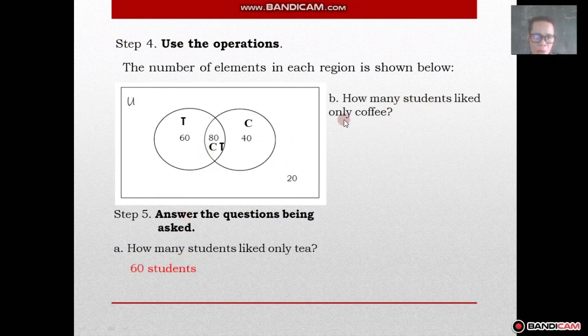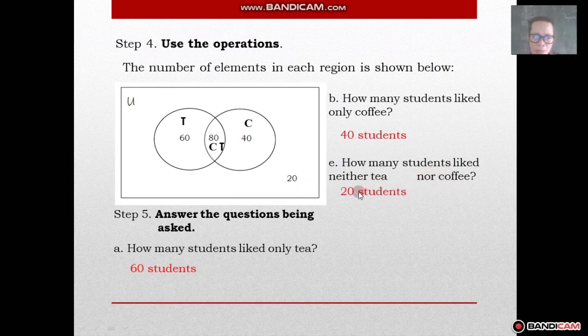Then how many students like only coffee? So it is very clear that there are 40 students who like coffee. Then how many students like neither tea nor coffee? So it is very clear, 20 students do not like both tea and coffee. Alright, then again, summary of the given.